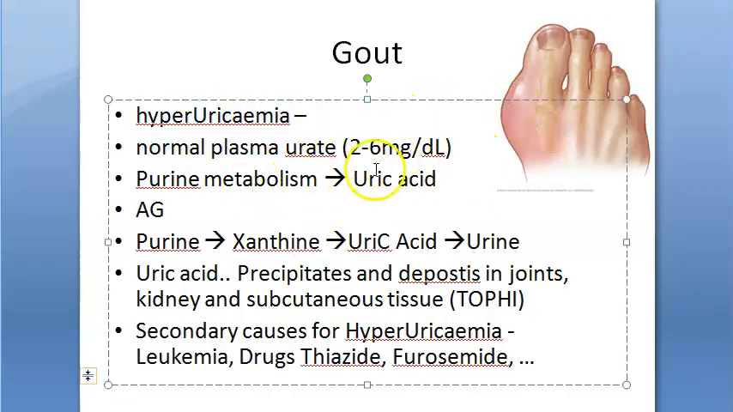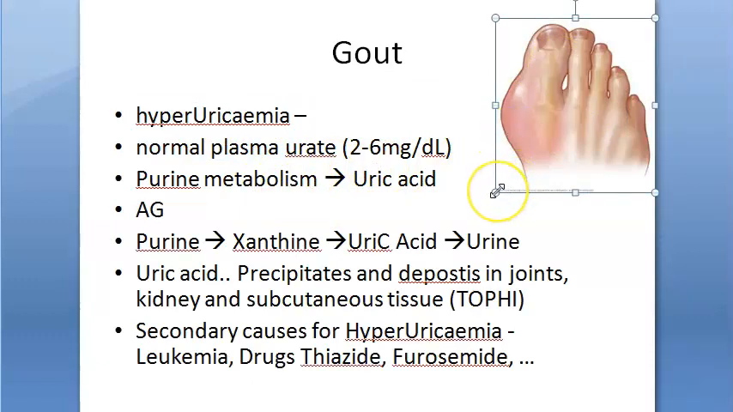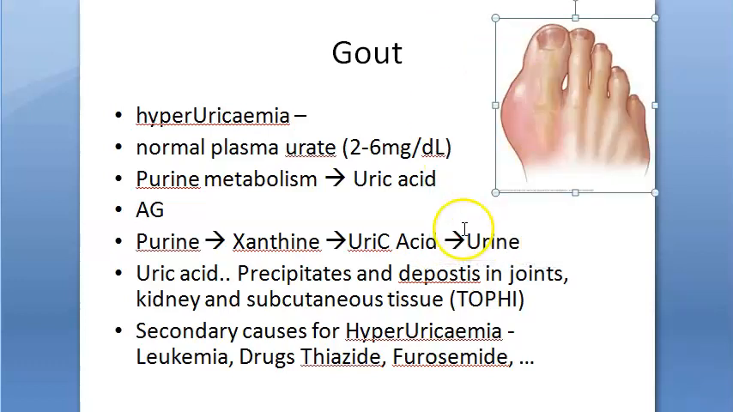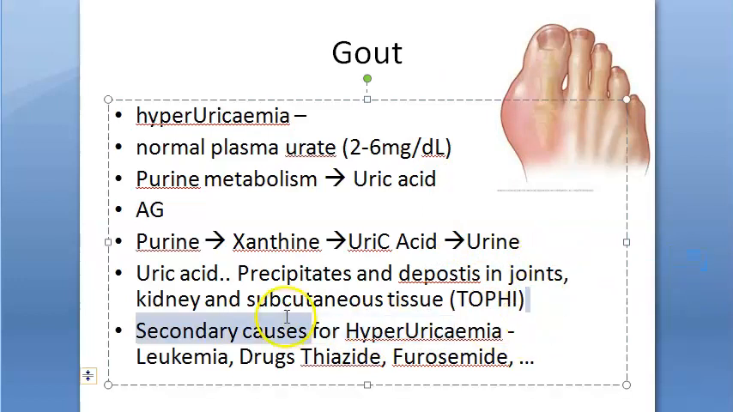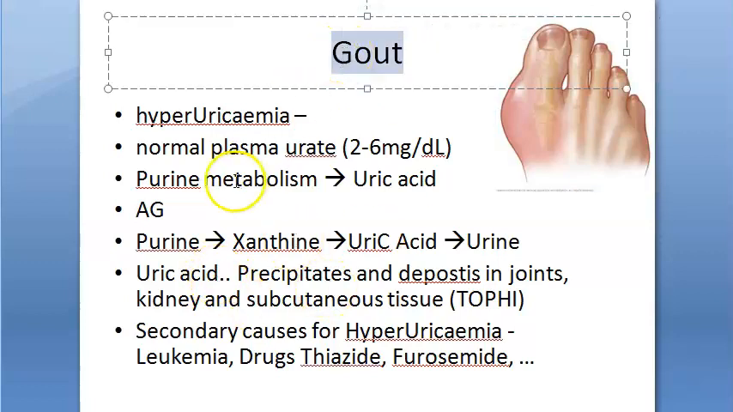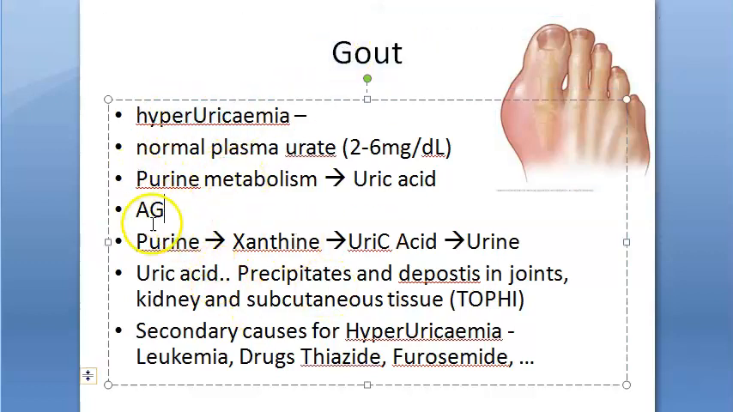Hyperuricemia. Here, uric acid crystals deposit in the joints and even in the kidney. They also deposit in subcutaneous tissue, and that time it is called tophi. Correct? So this is gout. Gouty arthritis means when it deposits in the joints like this. The causes of this hyperuricemia are something like purine breakdown, right?